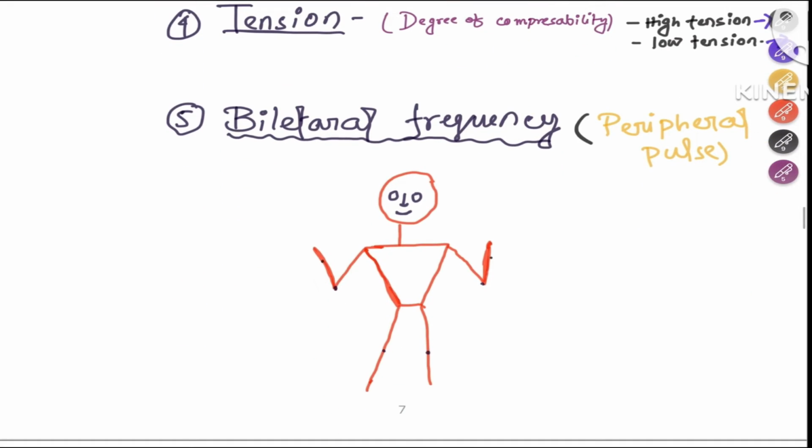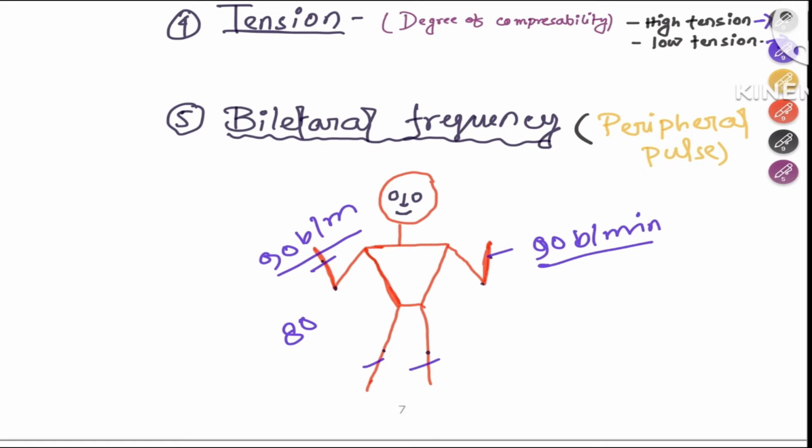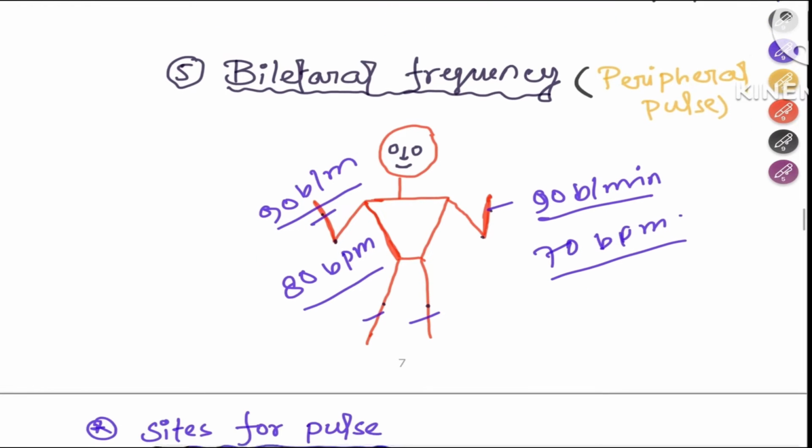Next is the bilateral frequency. This bilateral frequency we will check for peripheral pulses, like both hands and both legs. We will check whether the pulse rates on both sides are the same or not. If the right side is 90 beats per minute and the left side is also 90 beats per minute, we'll say both are bilaterally equal. If this side is 80 beats per minute and this side is 70, we'll say it's bilaterally unequal. At that time we have to understand that the artery or heart may have some disease, so there are abnormalities present.